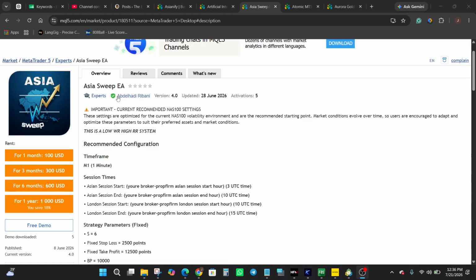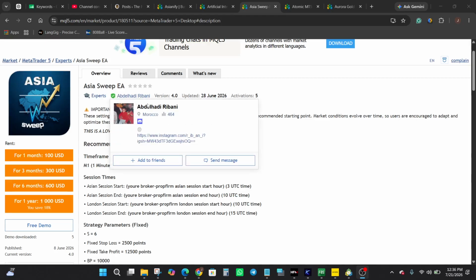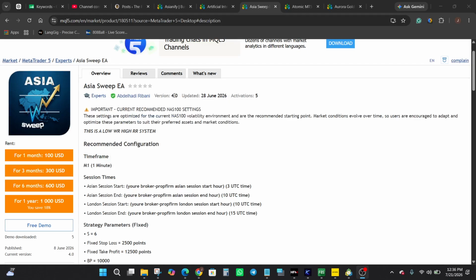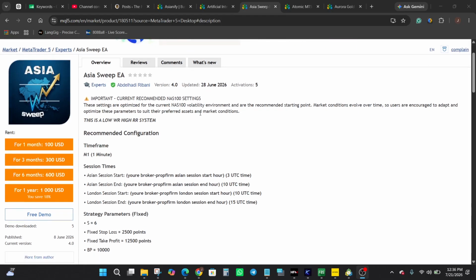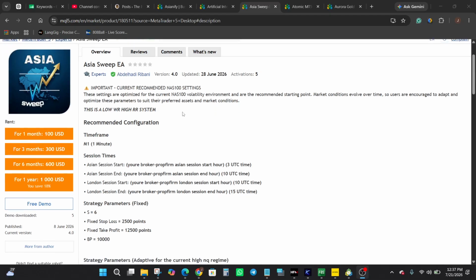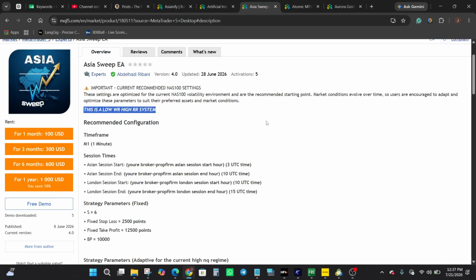It is developed by Abdelhadi Ribani, currently on version 4.0, updated on the 28th of June 2026. Now, one thing the listing states clearly upfront is that this is described by the developer as a low win rate, high risk to reward system. That's worth keeping in mind before we get into the mechanics, since it helps to set expectations differently than a high win rate system would.